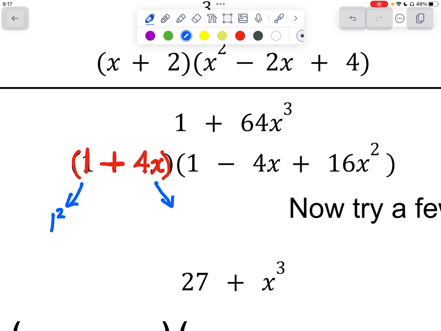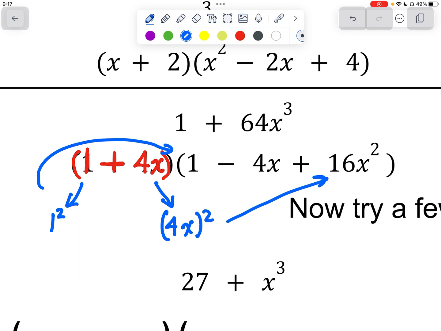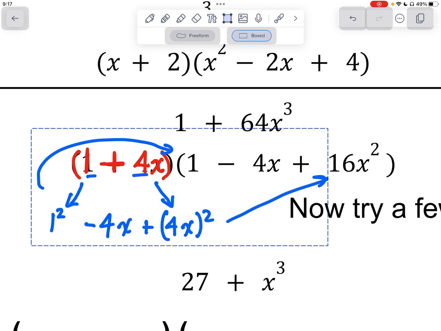The last term, we're going to take the 4x and square it. That's where the 16x squared comes from. For the middle term, we take these two and multiply them together, 4x, and take the opposite sign. So it's 1 squared minus 4x plus 16x squared. And again, this is just a memorized algorithm.